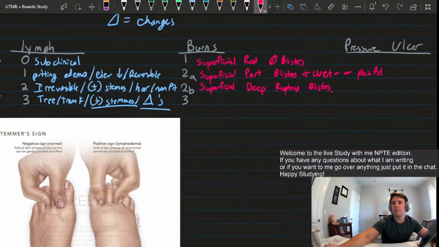Sorry guys, I don't know why it keeps cutting in and out.